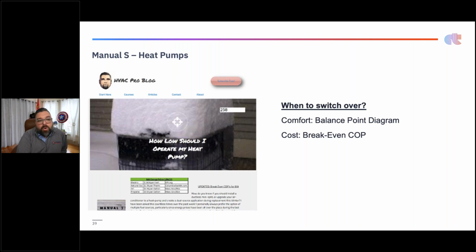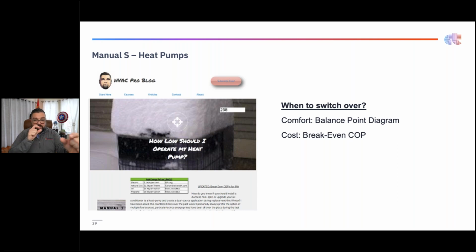So what's really important here, you have to know your delivered cost per kWh for electricity, per therm for natural gas, per gallon for propane or oil if that's what you have in your home. And you can actually plug into some simple math. If you go to my website, hvacproblog.com, or you just Google how low should I operate my heat pump, I tend to show up first on Google for that.